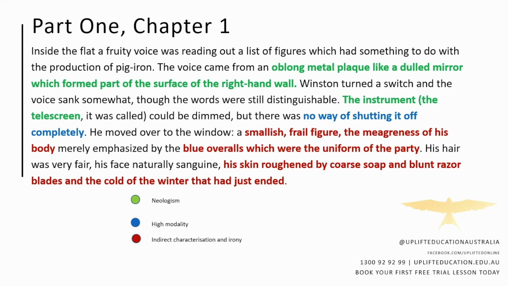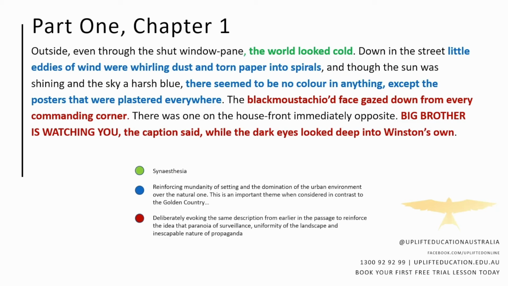So a key value or idea that we need to think about is, who do governments work for? What is their underlying ethos? And I think that's something that's really played upon by Orwell. So if we keep going, outside the world looked cold, so perpetuation of those same ideas.